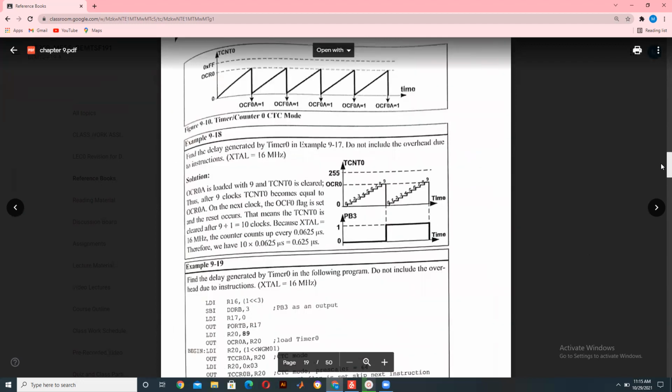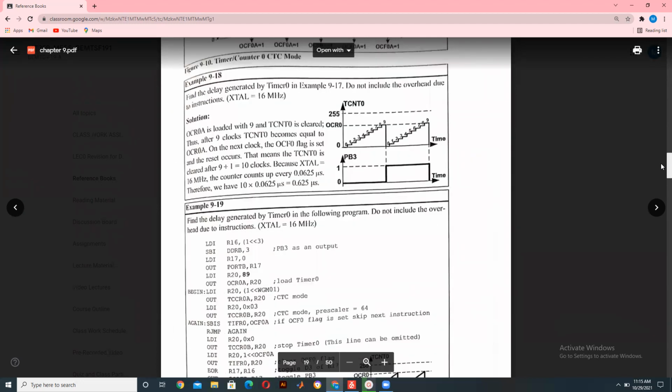Find the delay generated by timer 0 in the previous example. Do not include the overhead due to the instructions.